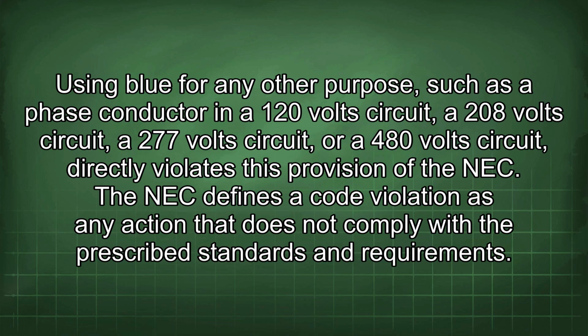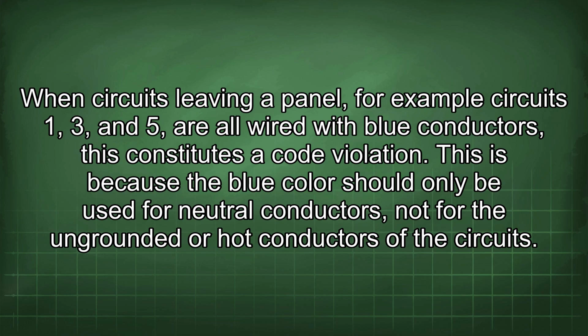The NEC defines a code violation as any action that does not comply with the prescribed standards and requirements. When circuits leaving a panel, for example circuits 1, 3, and 5, are all wired with blue conductors, this constitutes a code violation. This is because the blue color should only be used for neutral conductors, not for the ungrounded or hot conductors of the circuits.